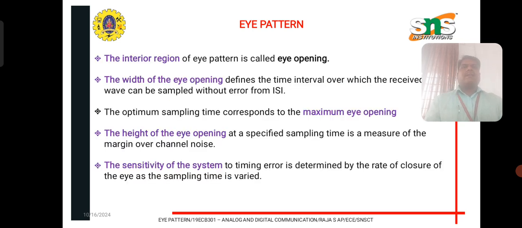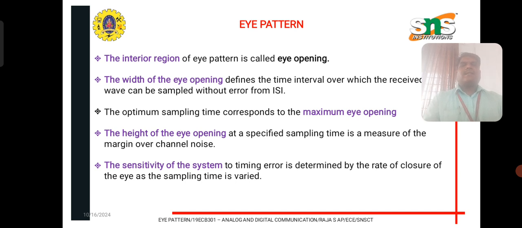From the eye pattern, we observe that the interior region of the eye pattern is called the eye opening, that is the full way of opening. The width of the eye opening defines the time interval over which the received wave can be sampled without error from ISI. The optimum sampling time corresponds to the maximum eye opening. So whenever the sampling time is good, the eye will be maximally open. The height of the eye opening at a specific sampling time is a measure of margin over channel noise. So when the height is more, we can understand that there is no noise in the transmitted bit.